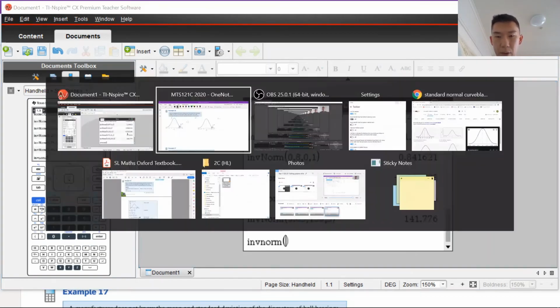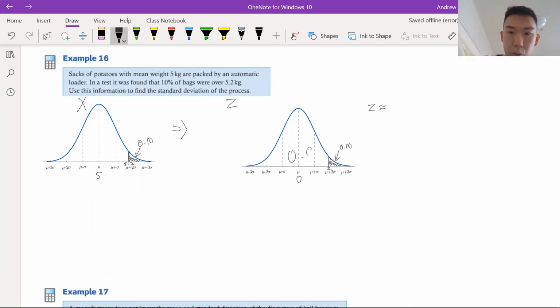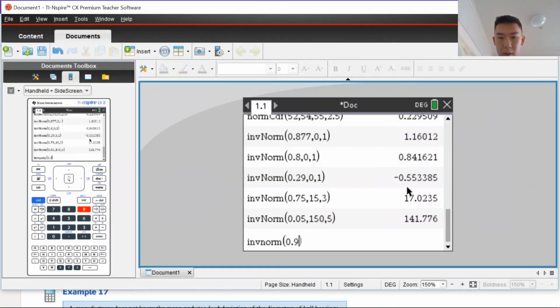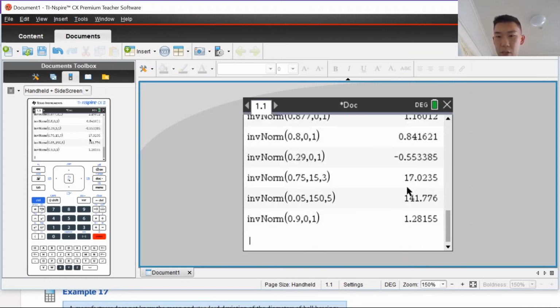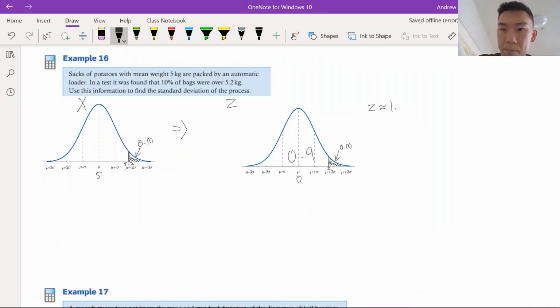All right, so for our inverse normal, we need this area, which is going to be 0.9. Mean is 0, standard deviation is 1. Okay, 1.28. All right, so that means we need a formula that's got standard deviation in it. So it's this one: z equals x take mu over sigma.